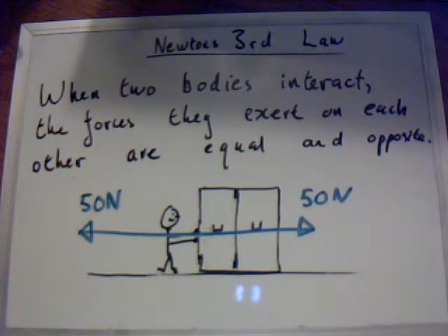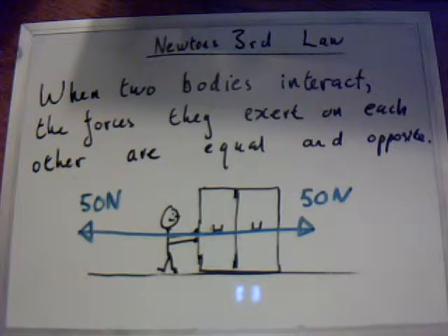When two bodies interact, the forces they exert on each other are equal and opposite. So, I have a picture here of a gentleman pushing a wardrobe. Now, he pushes the wardrobe with a force of 50 newtons, and the wardrobe pushes back on his hands with a force of 50 newtons. So the wardrobe would feel 50 newtons, and the man would feel 50 newtons.